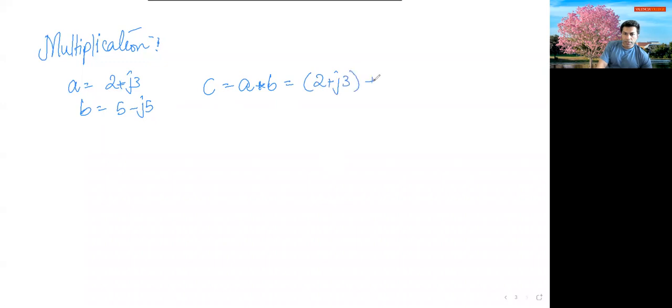Multiplication can be done in either rectangular form or polar form. So let's say your A is 2 plus j3, and your B is 5 minus j5. So this is in the first quadrant, this is in the fourth quadrant, Y negative, X positive. And if I ask you to multiply A and B, then 2 plus j3 multiplied by 5 minus j5, and you're going to multiply each component separately.